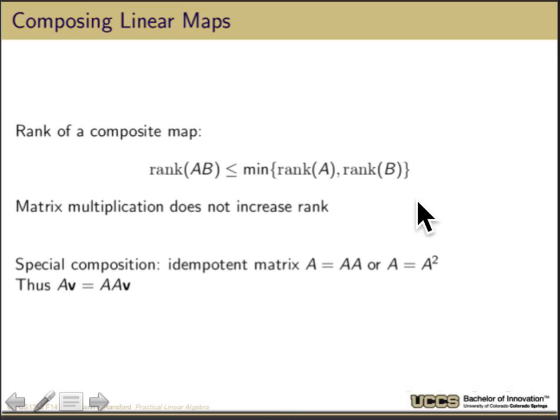There are some very special compositions, which we call idempotent matrices. If a matrix A has the property that A equals A times A, or A equals A squared, or Av equals AAv, this matrix is called idempotent. We know that certain matrices have this property. For example, the identity matrix does. But have we seen any other matrices that do? What matrix, when multiplied by itself, gives you back itself? Anything else?